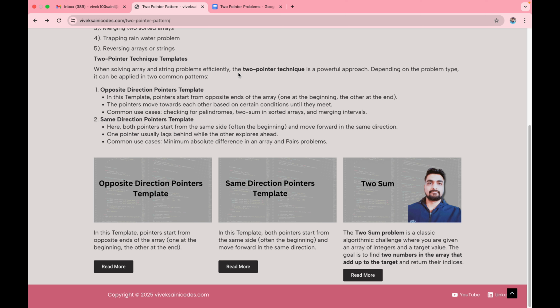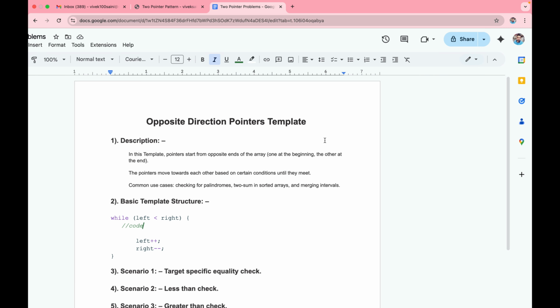There are two types of templates related to two pointers. The first one is the opposite direction pointers template, which we are going to discuss in this video, and the other one is the same direction pointers template, which we will discuss in the next video. So what is a template? A template is a kind of structure. It is a structure of code, and by using that, we can achieve our target.